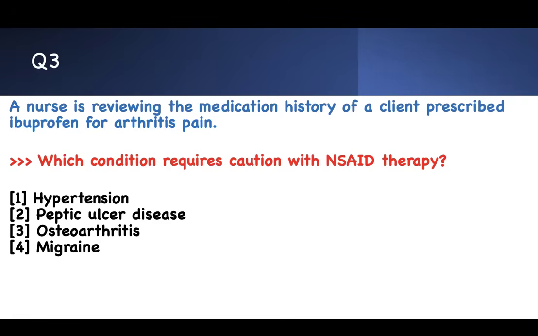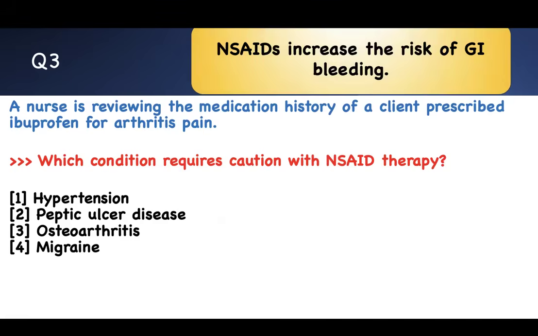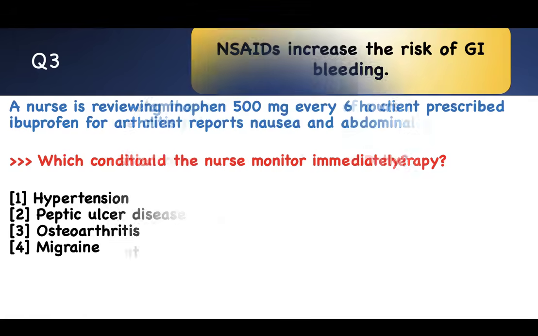The effect is indirect because it causes what? Water retention, and that can worsen your hypertension. But peptic ulcer is a major side effect of aspirin and NSAID therapy. Therefore, NSAIDs increase the risk of GI bleeding, and you should be careful about it.